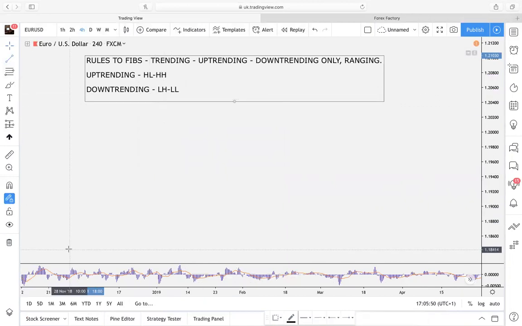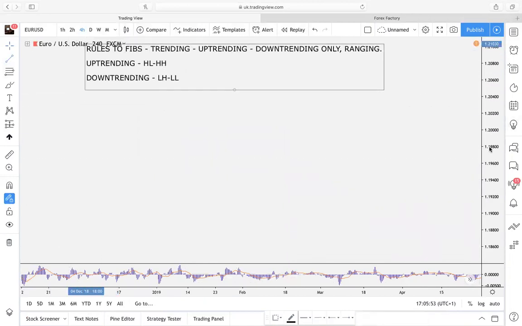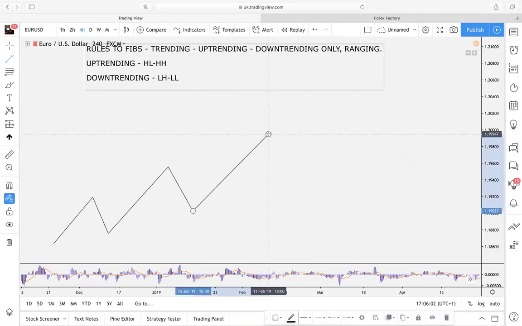So again, let's do this. I'm going to draw a very basic uptrend right now. This is terrible. I'm never good at art. Just trying to adjust that.